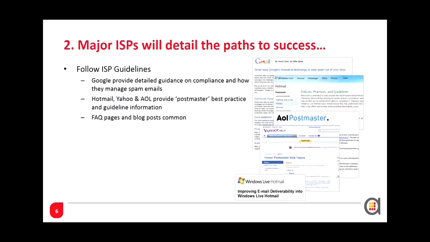The good thing is that the major ISPs will all tell you how to succeed with their users. So Google provides detailed guidance on compliance and how to manage spam emails. Hotmail, Yahoo, and AOL all provide Postmaster best practice and guideline information, and most of them provide fact pages and blog posts that are common. And also for ISPs that don't provide that kind of info, the guides from Hotmail, Yahoo, AOL, and Gmail can be used and applied to almost any ISP to promote best sending practices.